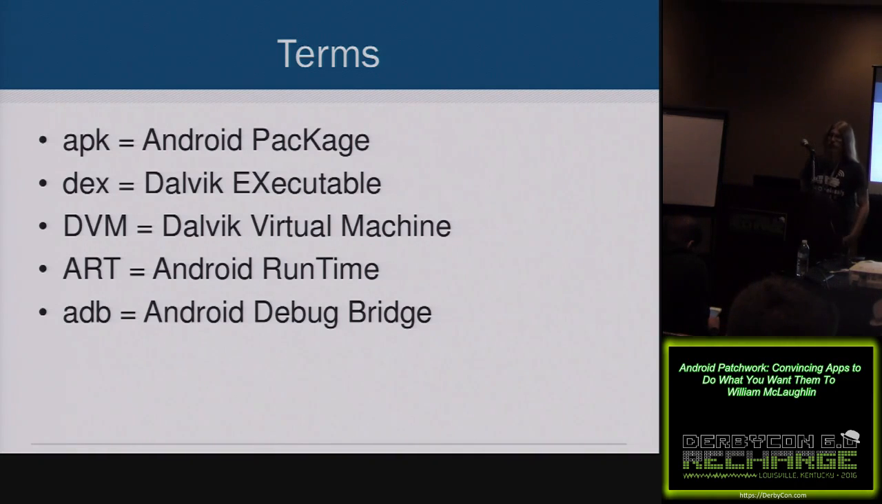ART is the Android runtime. As of Android 5.0, I believe, it has replaced the Dalvik virtual machine. A lot of changes happen there, one of which is a move from just-in-time compilation to ahead-of-time compilation. ADB is short for the Android Debug Bridge. This is a command line tool that lets you interact with Android emulators or hardware devices from the command line. You can do things like install packages, open a shell, or push and pull files.